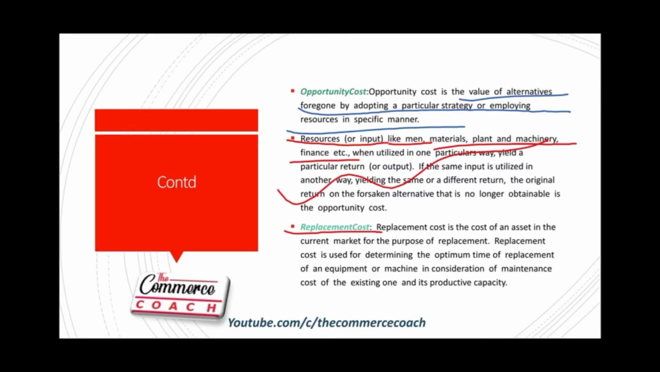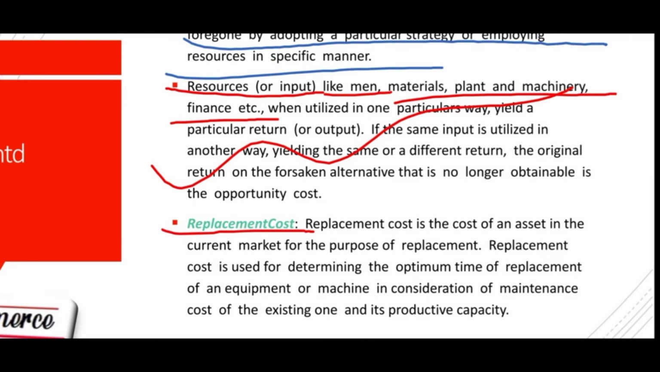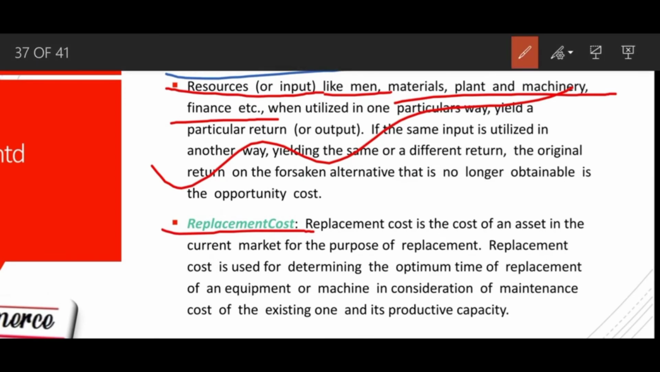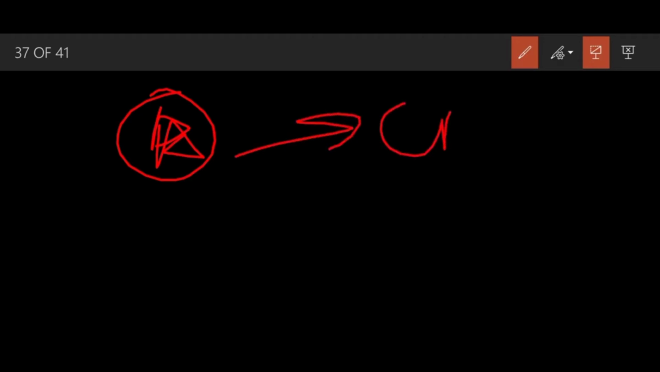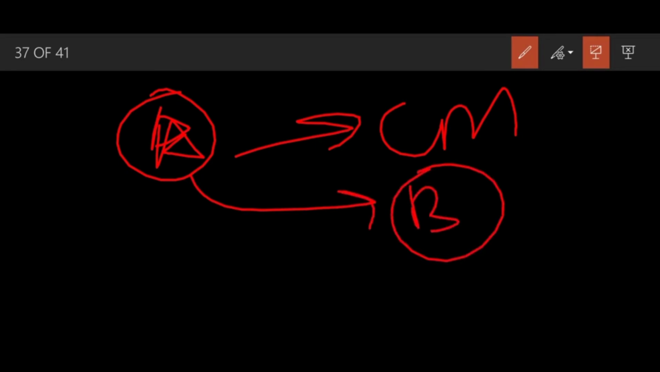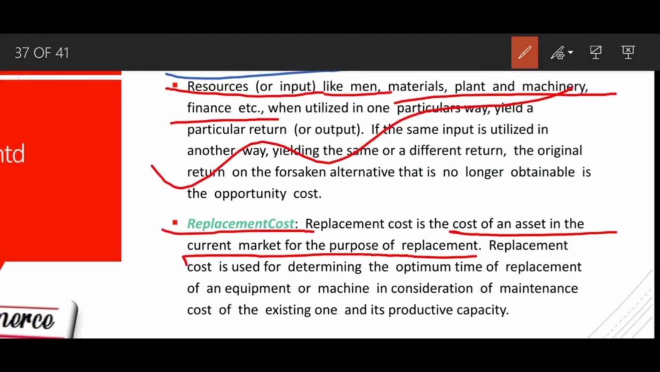Replacement cost. Now replacement cost is a very important cost in decision making. Replacement cost is the cost of an asset in the current market for the purpose of replacement. So suppose that you have a machinery A. If you go to the current market presently, what will be the cost to replace this machinery with B, the same machinery or a similar machinery? So this cost will be known as replacement cost.